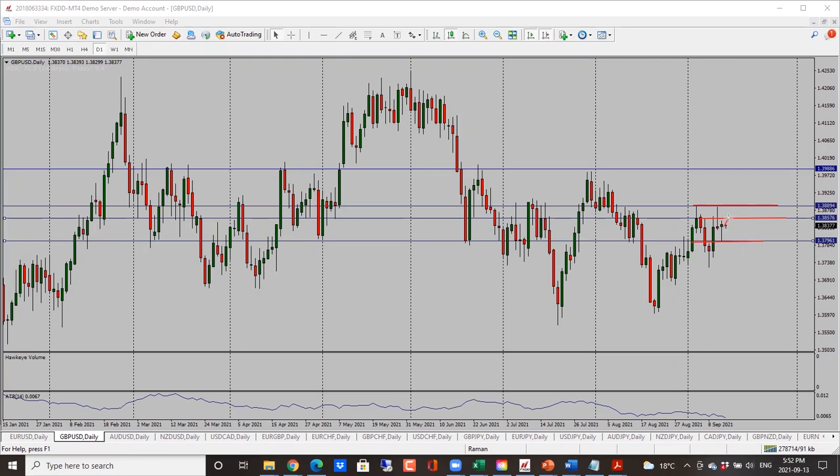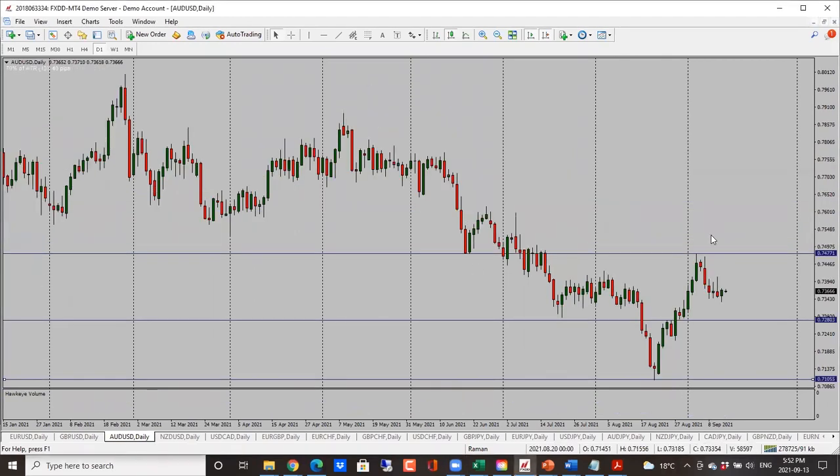So looking for price to move up, and this is where we have to be careful. It could turn around either at the 1.3850 or 1.3885 level here. So bullish bias here for pound dollar.